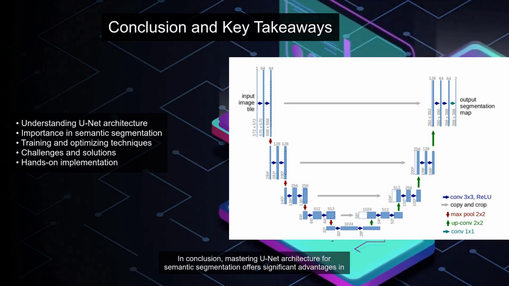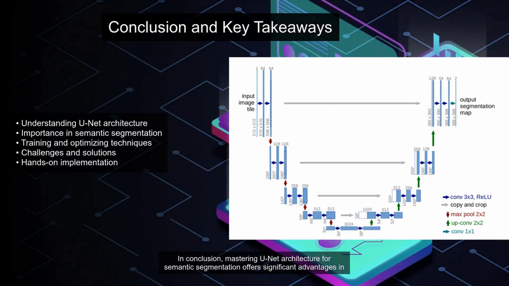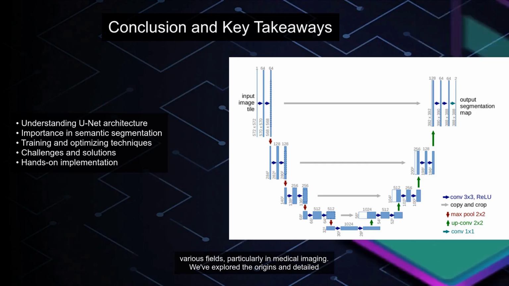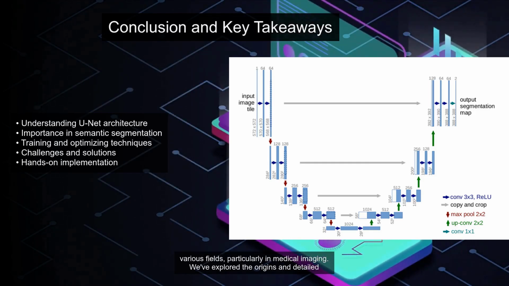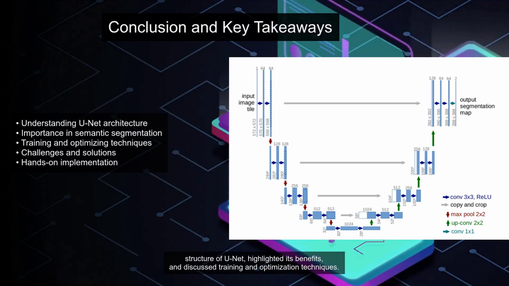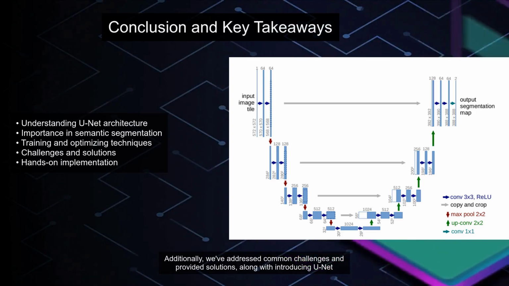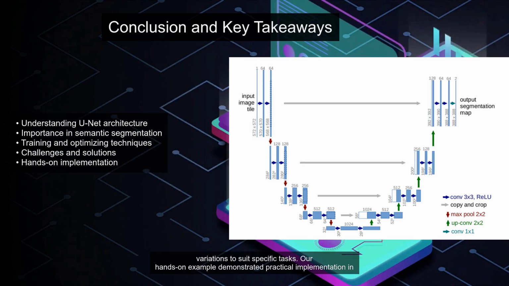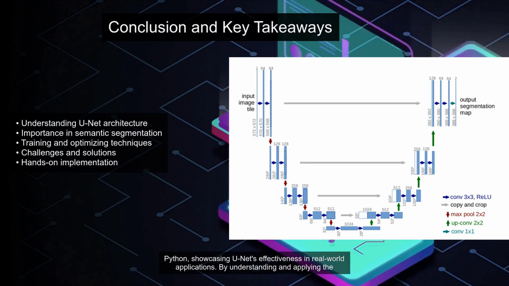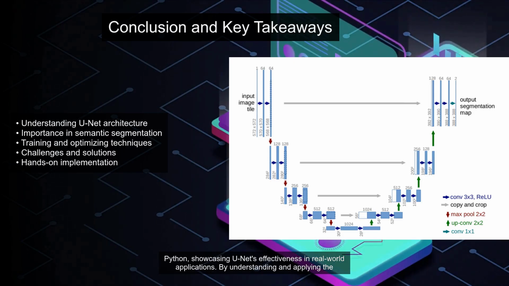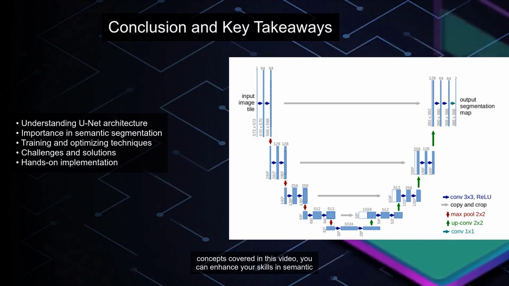In conclusion, mastering UNet architecture for semantic segmentation offers significant advantages in various fields, particularly in medical imaging. We've explored the origins and detailed structure of UNet, highlighted its benefits, and discussed training and optimization techniques. Additionally, we've addressed common challenges and provided solutions, along with introducing UNet variations to suit specific tasks. Our hands-on example demonstrated practical implementation in Python, showcasing UNet's effectiveness in real-world applications.